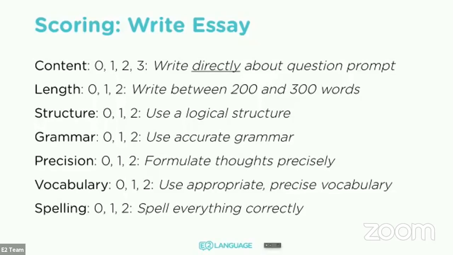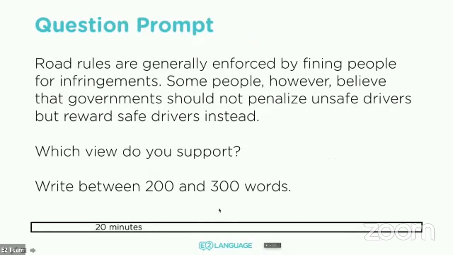Length, you get 2 points if you write between 200 and 300 words. Structure in terms of introduction, paragraphs, and conclusion, and the internal structure of each paragraph, 2 points if it's logical. Grammar, 2 points if your grammar is accurate. Precision, which means the combination of vocabulary and grammar, 2 points if it's precise. Vocab, 2 points for precise vocabulary. Spelling, 2 points if you spell everything correctly. Here we go. You have 20 minutes to write a profoundly good essay.